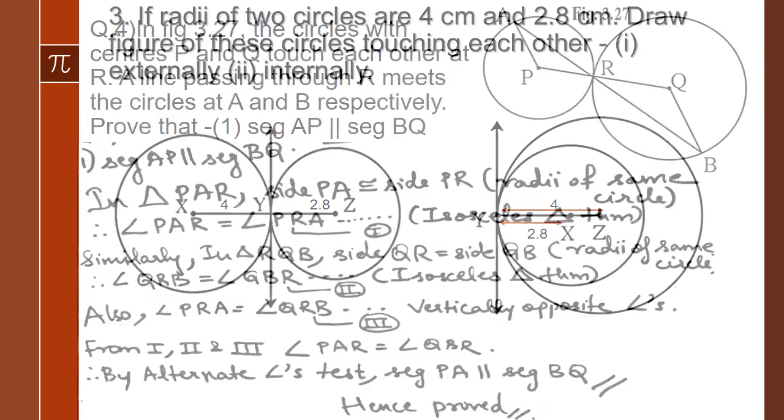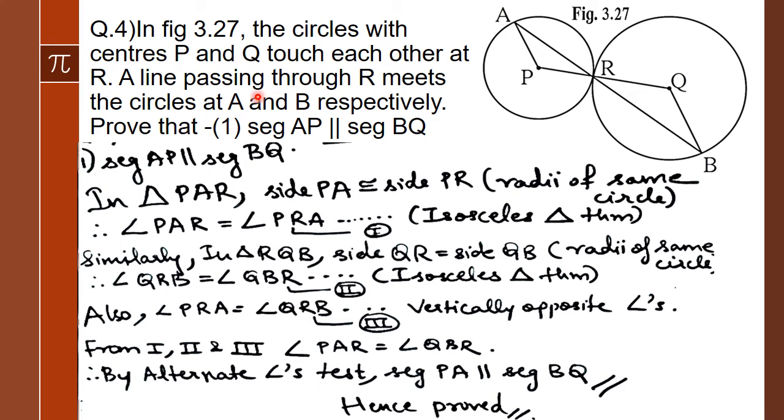Now let's say the fourth question. Here in figure 3.27, towards your right, in this diagram there are two circles, one with center P and another with center Q. They touch each other and their common point of contact is R. Now a line passing through R meets the circles at points A and B respectively. That is the line they are talking about.